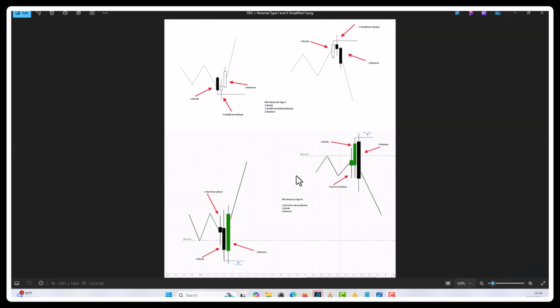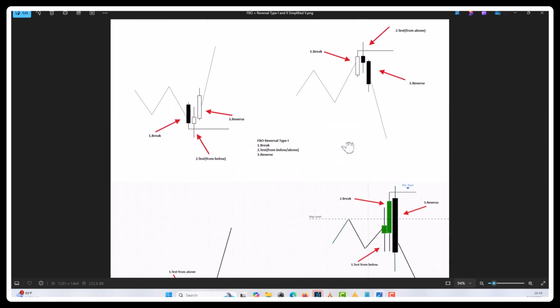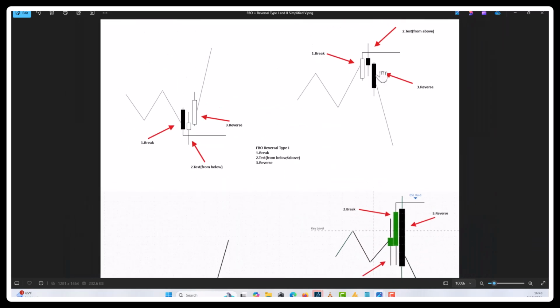So when we say type 1, what do we mean? It's right here. Basically, you have 3 steps: it breaks, it tests or retests from above or below. If it tests from above, then it's going to be a long setup. But if it tests from below, then it's going to be a short setup.